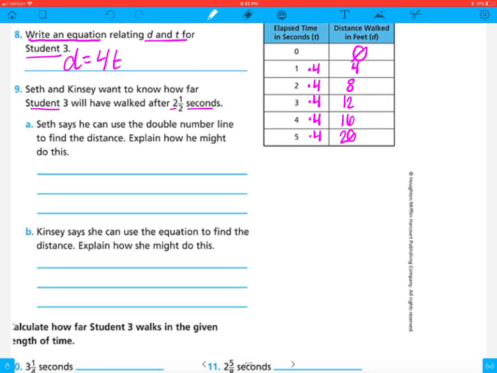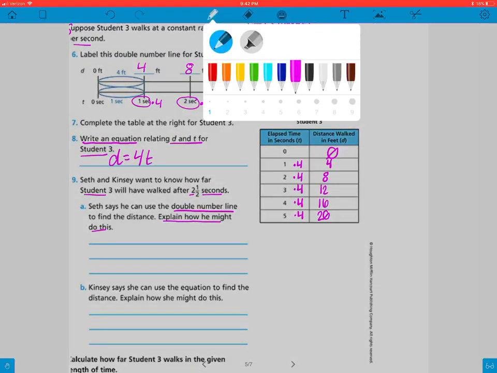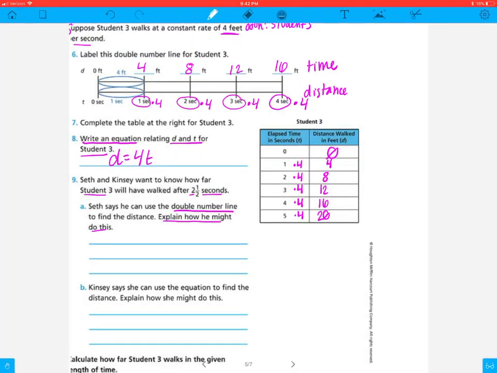So Seth and Kinsey, clearly best friends, want to know how far student 3 will have walked after 2½ seconds. Seth says he can use a double number line to find the distance. Explain how he might do this. Now I'm going to draw something on here that helps me. And I'm going to draw it right in the middle, between 2 and 3 seconds.